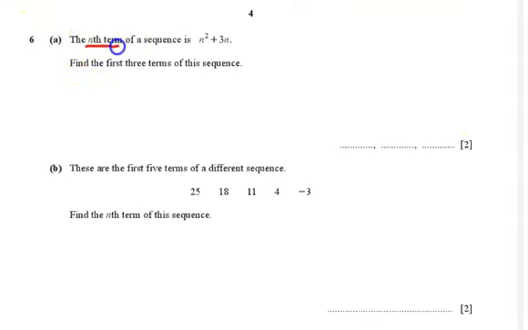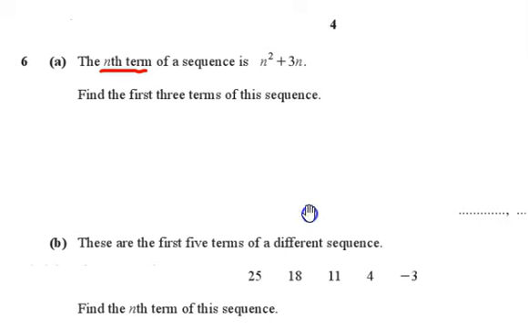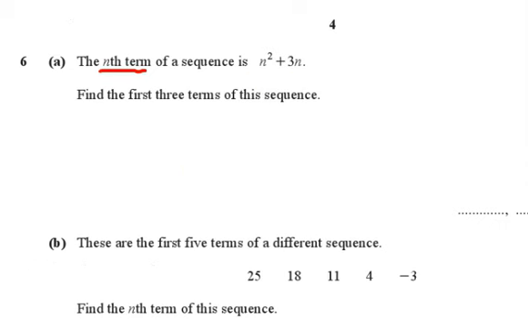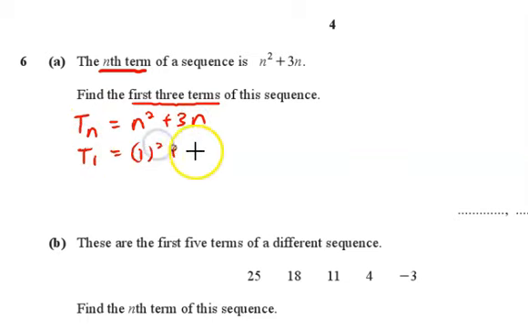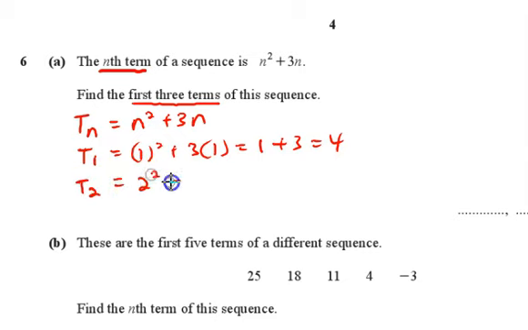Okay, 6a, the nth term of this sequence is n squared plus 3n, and find the first 3 terms of this sequence. In this case, we just have to replace the n with 1. So this is the Pn, and this is the working. Now we just have to replace with 1. So here you'll be getting 1 plus 3, which is 4. And write the next thing here, 2.